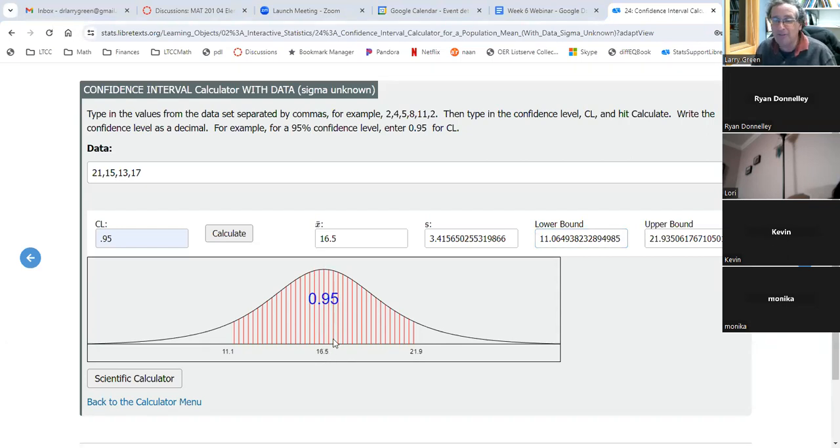But now we have not just a best guess, but now we have a range of values that we can be confident that the true population mean lies between. Okay, unfortunately, our range is really wide. It's somewhere between 11.1 and 21.9. Okay, but it doesn't mean it is between those numbers. This is a 95% confidence of it being between those numbers. Do you see how that works?